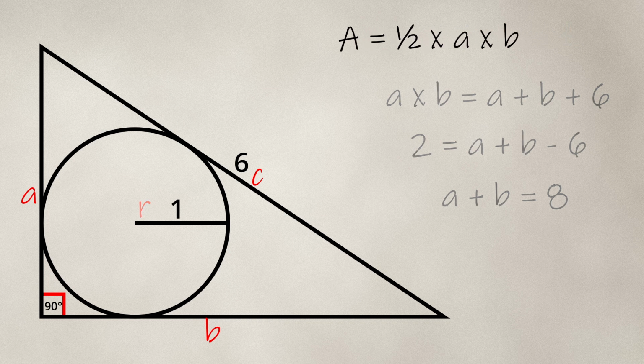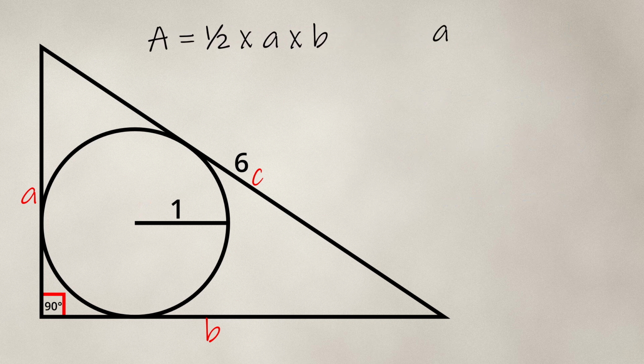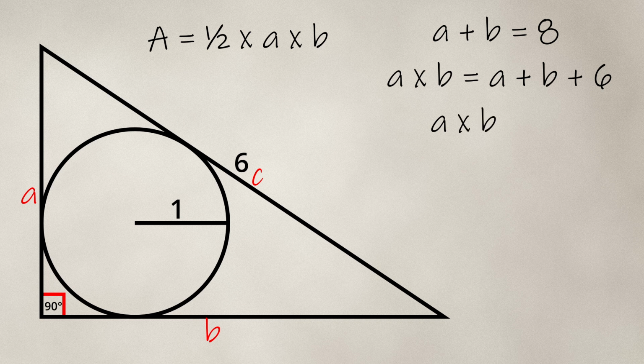Now let's bring it all together. We have a plus b equals 8 from the inradius formula, and a times b equals a plus b plus 6 from our area equations. Substituting the first equation into the second, we get a times b equals 8 plus 6, which equals 14.